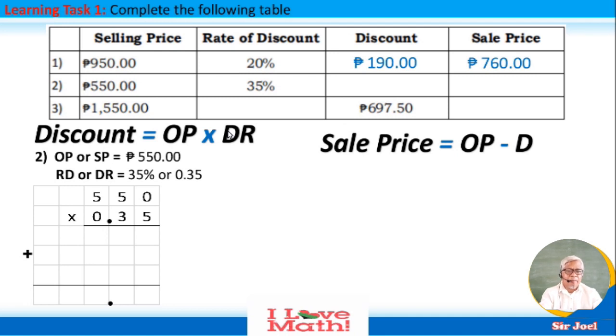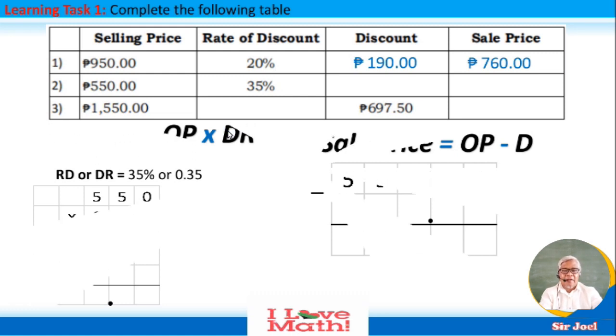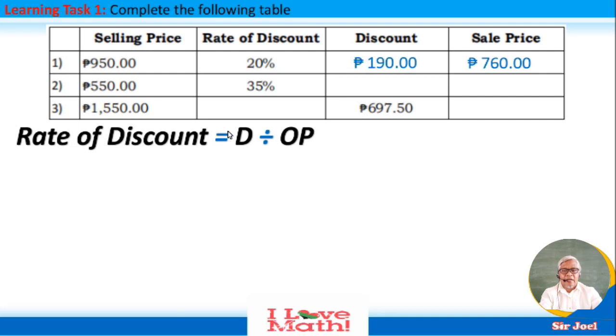And for the sale price, paano nyo yun? Diba yung original price, which is 550 pesos, minus your computed discount. So, yun ang inyong gagawin. And whatever it is, yun ang lalabas na sagot sa sale price. Gets natin? Okay. Next, problem number 3.